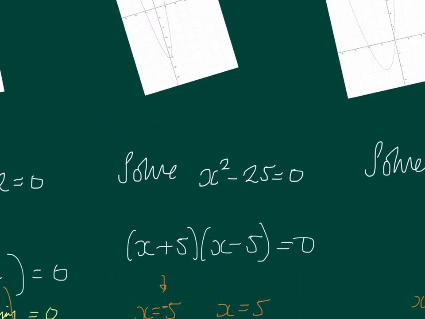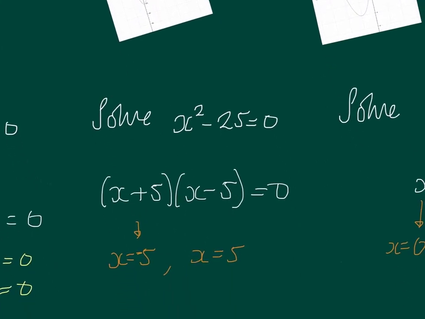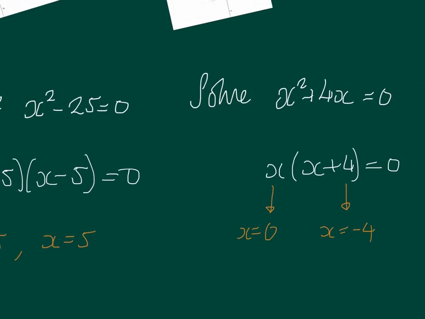Going back to this one, x squared minus 25 equals 0. That is a difference of two squares. Difference of two squares, x plus 5, x minus 5. How do I make that bracket equal to 0? X has got to be -5. This one equal to 0, x has got to be 5.